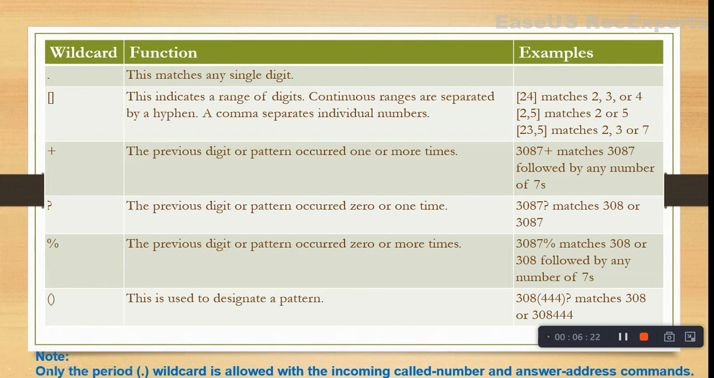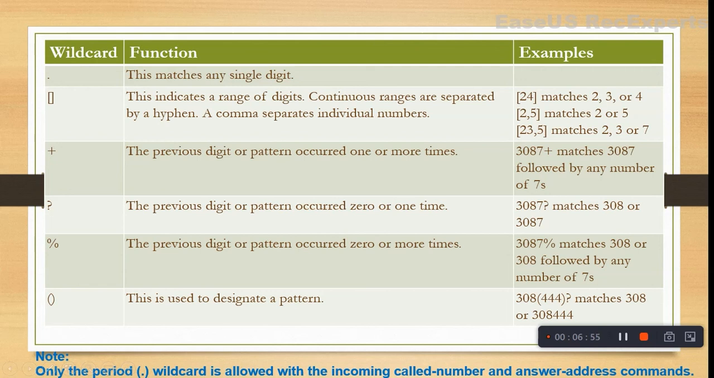Now we have percentage, previous digit or pattern occurred 0 or more times. So if you have 3087 percentage, it matches with 308 or 308 followed by any number of 7. That means it can match 308 or 3087, 30877, 3087777. It goes on.